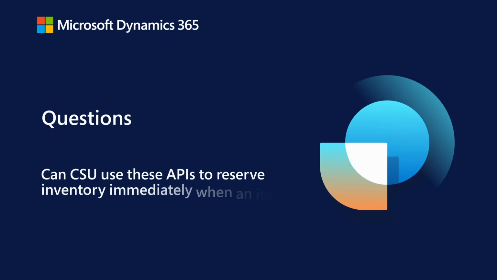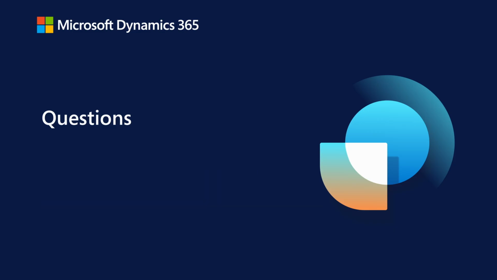Can CSU use these APIs to reserve inventory immediately when an item is added to a cart? Ideally, we would like to reduce available inventory as soon as someone has the item in the cart or transaction, and not wait for the checkout. So I think Rob has already answered that. All right. I think we have answered most of the questions. I see Rob has answered.